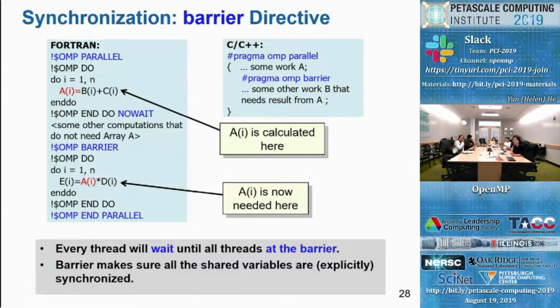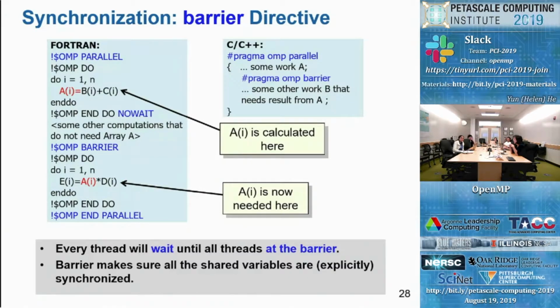On the left side, the function with a more detailed example, here is the first loop: calculate A(i). And then I can do something else where I don't need A. At this point, I introduced a new thing called nowait. I'll have a nowait slide later again. So when you're updating A, it's okay. I can go on to do some other computation that does not need array A. But then for my second do loop, I will use A. I want a barrier there.